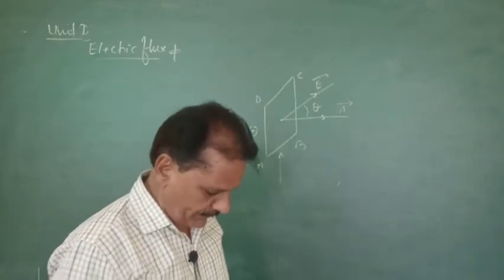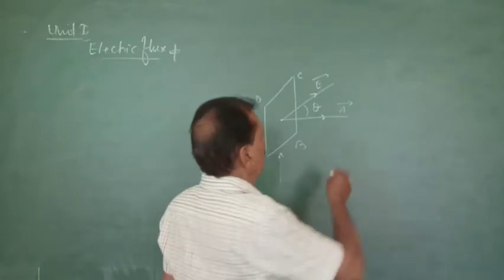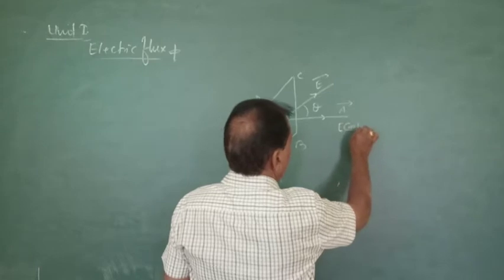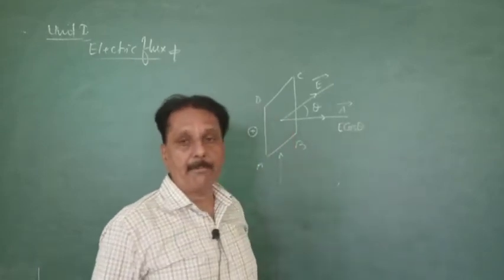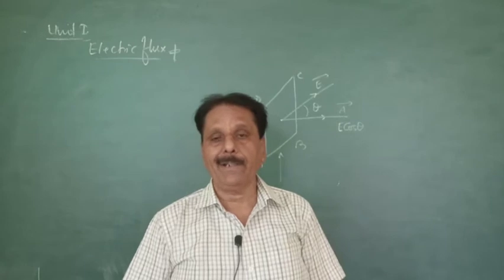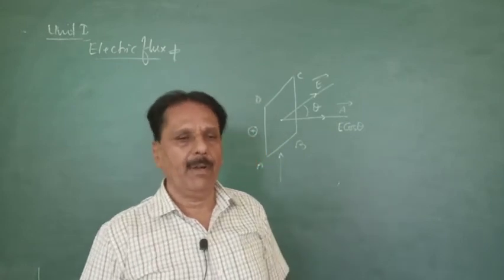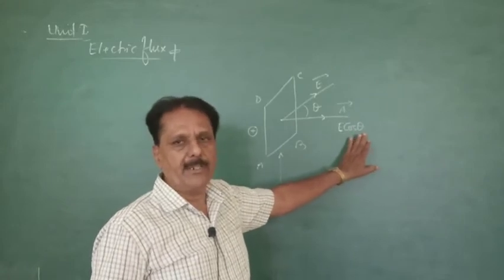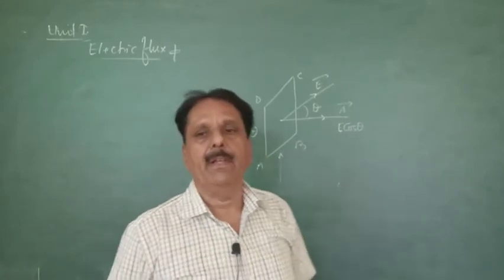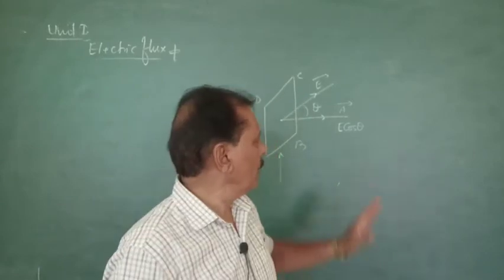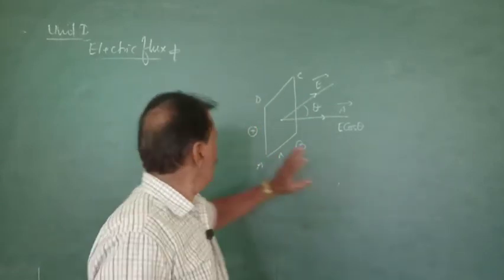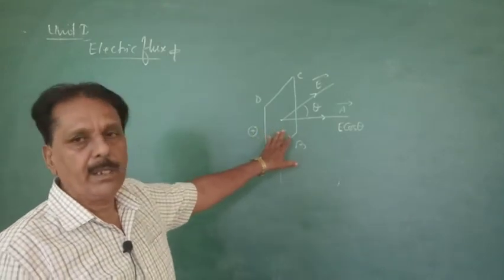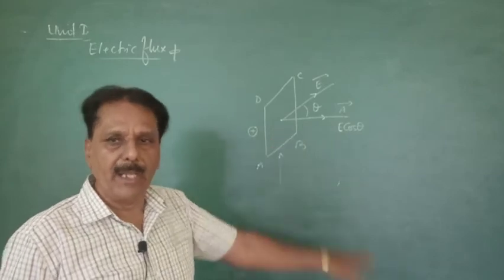Therefore, the projection of electric field lines along the direction of area will be E cos theta, which represents the part of the electric field lines passing perpendicular to the surface. This is the magnitude of the electric field lines perpendicular to the surface. So the electric flux is the number of those field lines which are passing perpendicular to this plane.